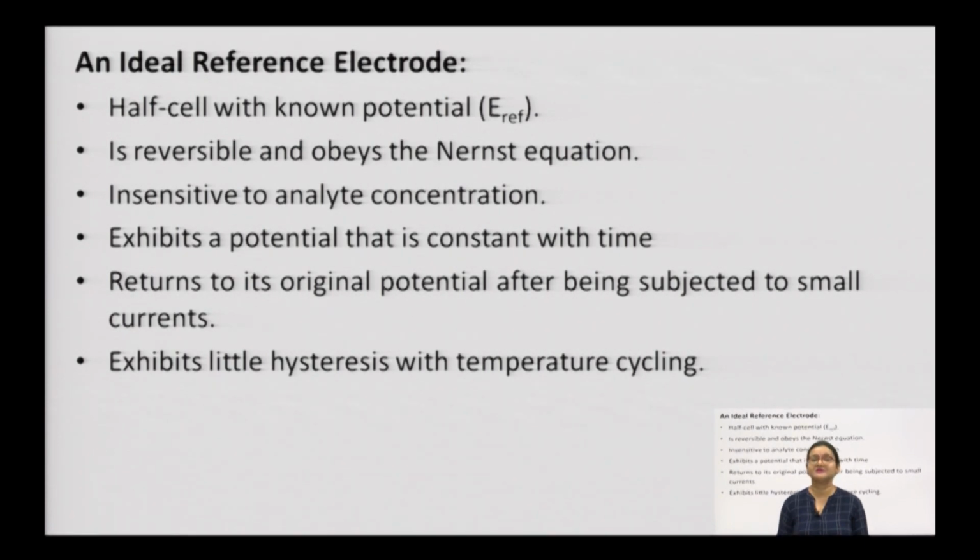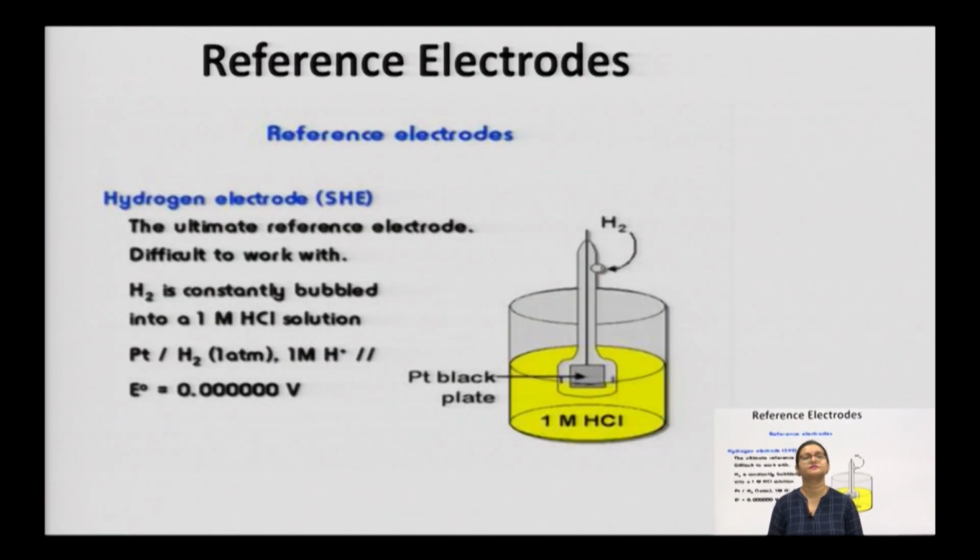So for hysteresis also, it will remain stable. It doesn't change its concentration or its electrode potential. It doesn't change its flow of electrons or flow of ions with the hysteresis cycle or temperature difference.